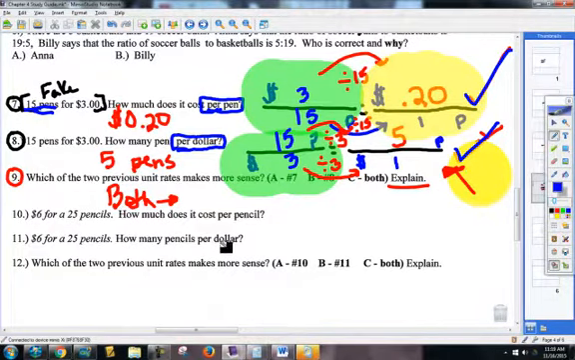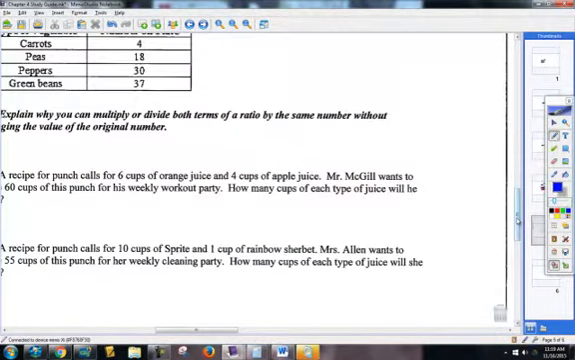I will accept both. Okay, 10 through 12 are going to be a similar question to that. Just make sure you read it. If it says per pen, make sure you do per 1 pen. If it says per $1, make sure you do per $1. Okay, let's go to the next page.